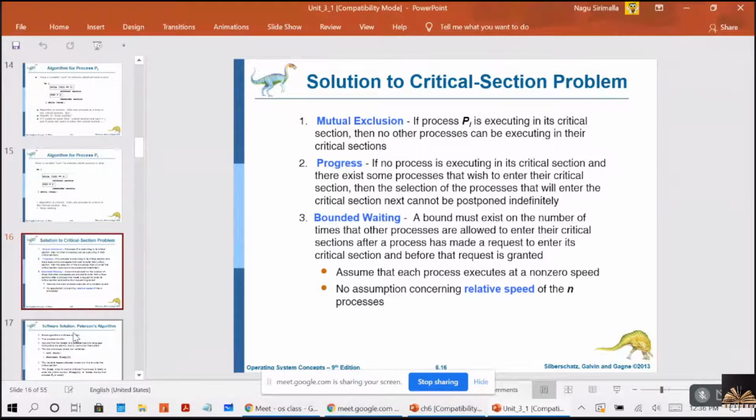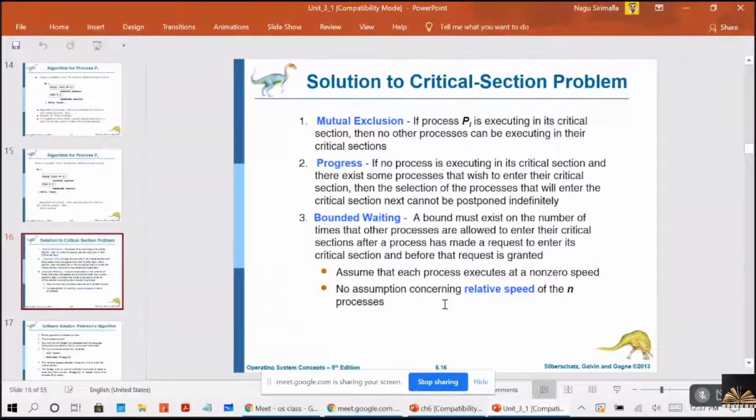Progress means if no process is executing in the critical section and there exist some processes that wish to enter, then they have to decide on their own, right? They should not postpone it. Bounded waiting means a bound must exist on the number of times that other processes are allowed to enter their critical section after a process has made a request to enter its critical section and before the request is granted, right? So here assume that each process executes at a non-zero speed, with no assumption about relative speed, right?